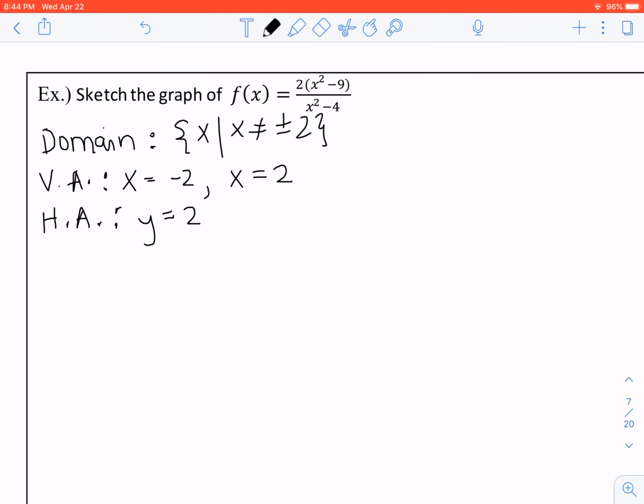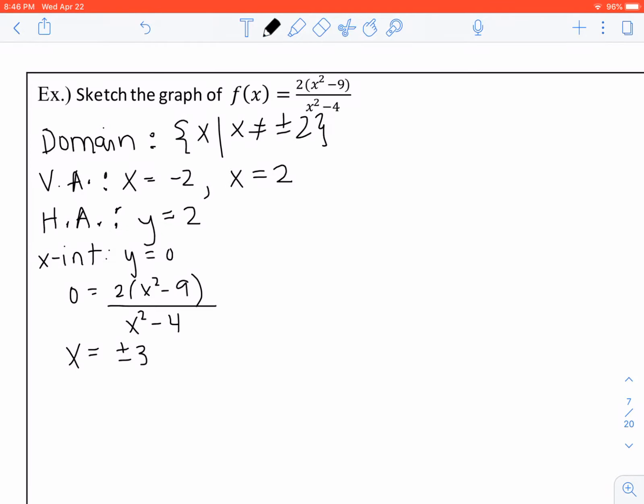So once we've done that, we're going to go on and figure out our x-intercepts and our y-intercepts. So x-intercepts are where y is equal to 0. So if 0 equals 2 times x squared minus 9 all over x squared minus 4, and I multiply both sides by x squared minus 4 and divide by 2 and solve that, I get x is equal to plus or minus 3. So I have two values. I have negative 3 comma 0 and 3 comma 0. I'm going to underline those, and I'll underline my asymptotes also, so that way I keep everything easy to find.